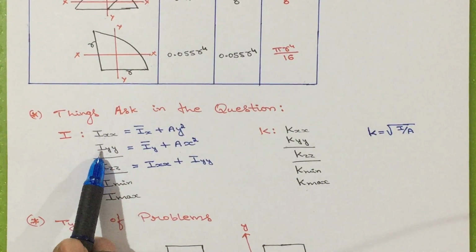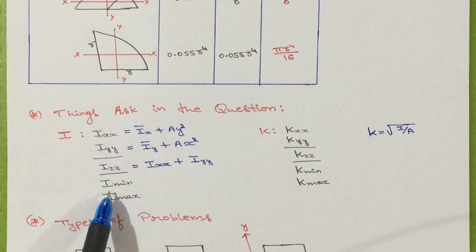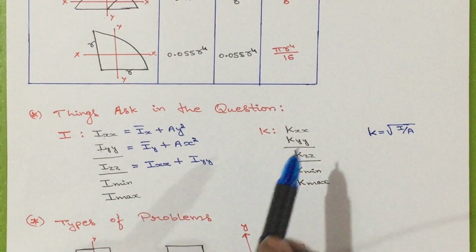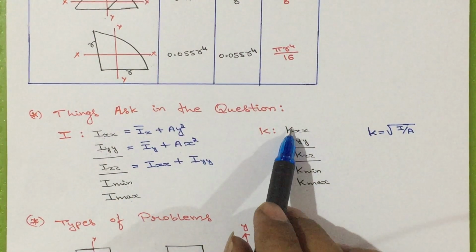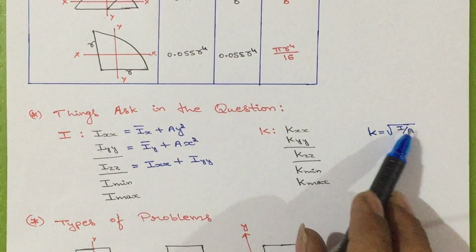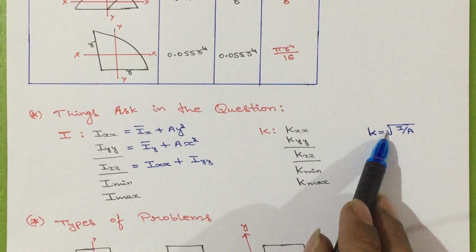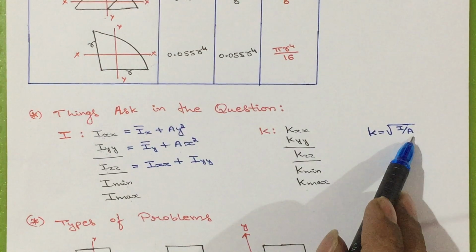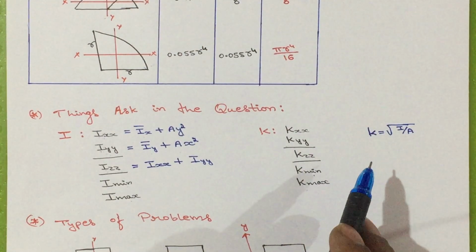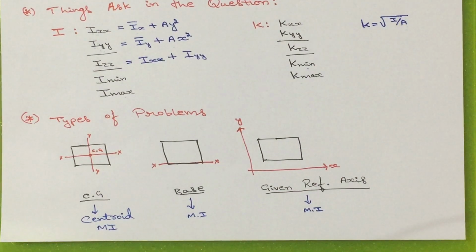Out of Ixx and Iyy, one will be minimum, one will be maximum. So, whichever is minimum, that will be I minimum, whichever is maximum, that will be I maximum. That is all. Then if we come to the k, for all these we have a single formula, that is k is equal to square root of I by A. For example, if I need kxx, kxx is equal to square root of Ixx divided by A. If I need k minimum, it is equal to square root of I minimum by A. Understood? Okay.